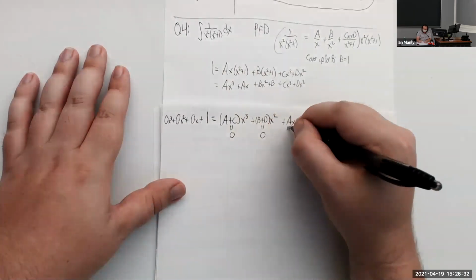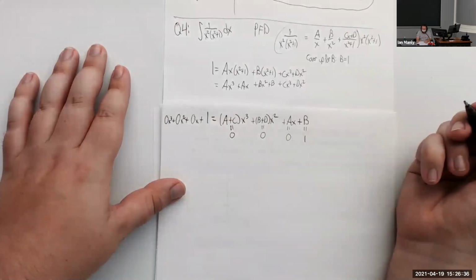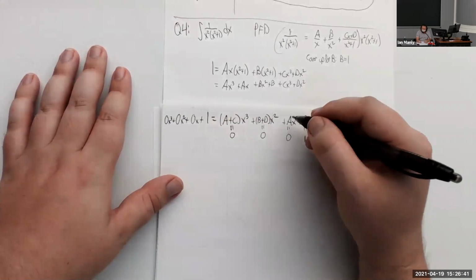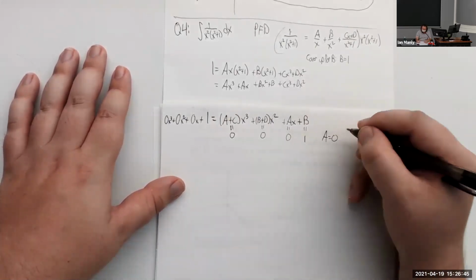So does this, and then this is the constant term, which has got to be 1. We already knew that. We already knew b was going to be 1. But some new information we get is that a is 0. So we now know that a equals 0 from this.